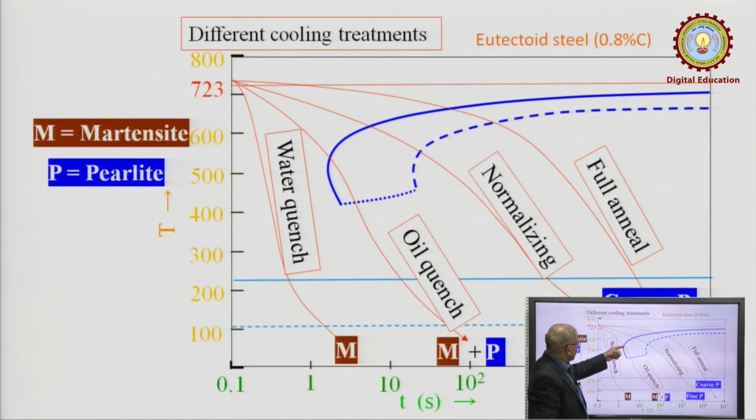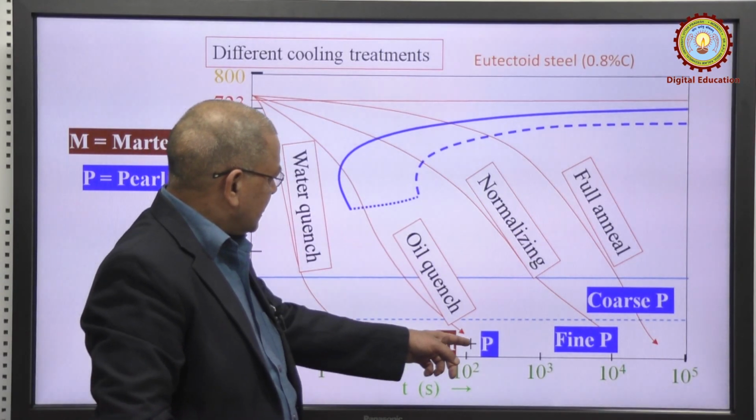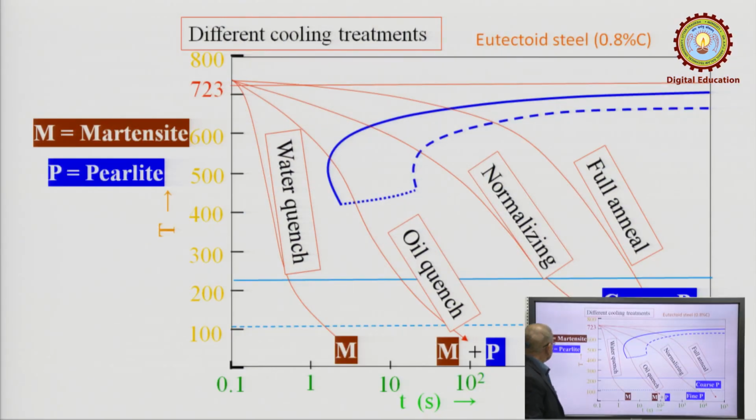From here the transformation has started. That means austenite will be getting converted, in this region, into somewhat fine pearlite and martensite. This you can see here. This results in martensite plus P. P is pearlite. This is written here: M martensite, P pearlite.